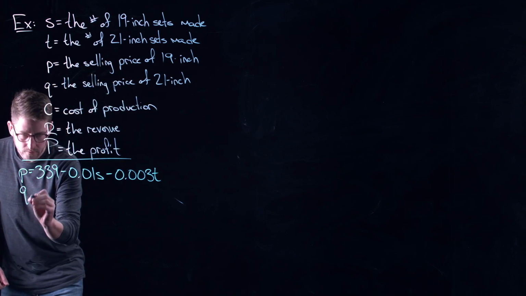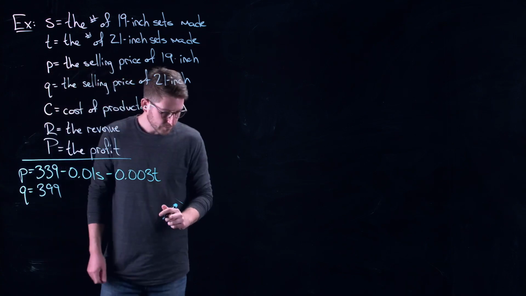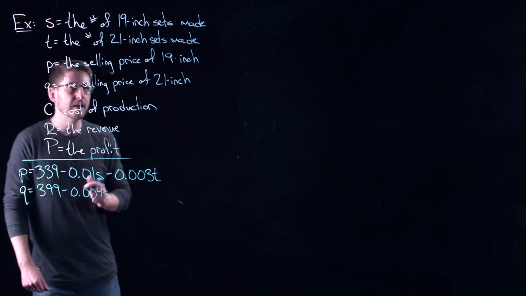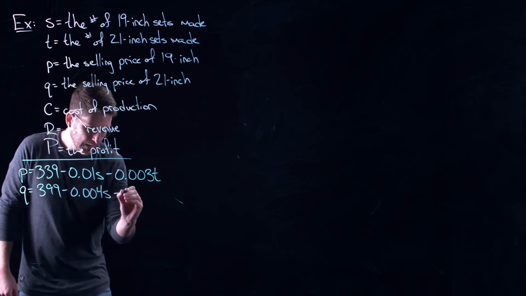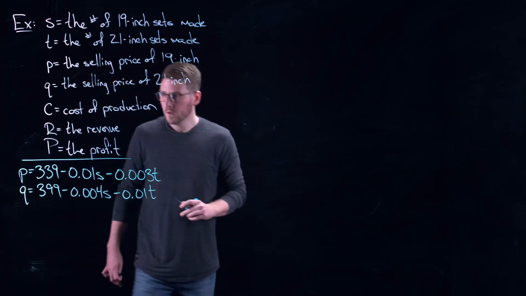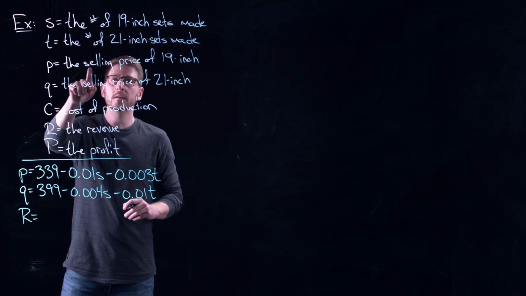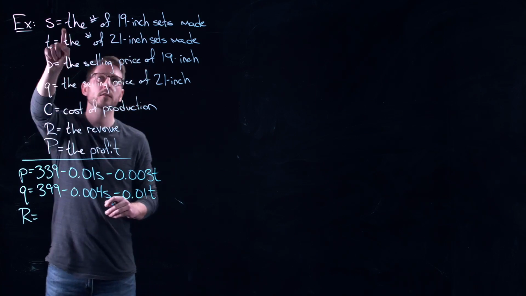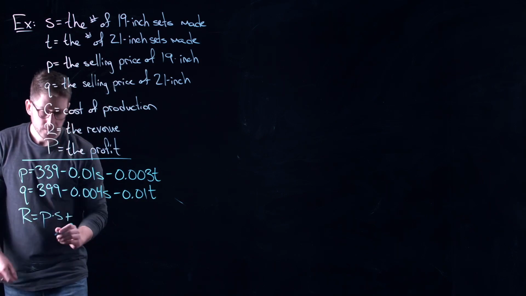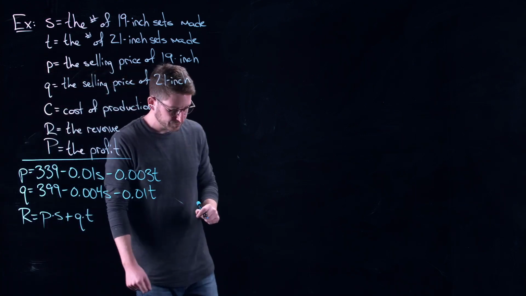Okay, so we can do the same thing for Q. Their base price was $399. They go down 1/4 of a cent every time a 19-inch is sold. And we reduce the price by 1 cent every time we sell one. Okay, well, the revenue is going to be the selling price of the 19-inch times the number of 19 inches sold, so P times S, plus the selling price of the 21 inches times the number of 21 inches sold.